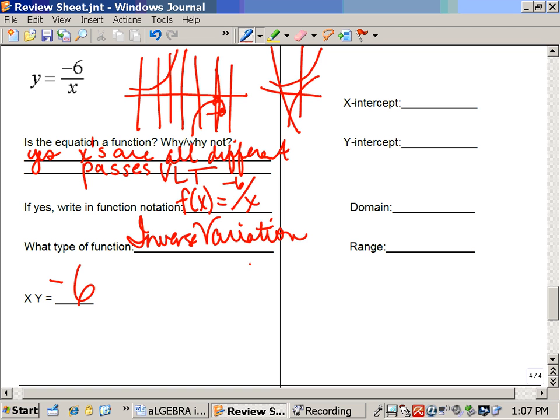Okay, what is the x-intercept? Doesn't have one. None. What's the y-intercept? Doesn't have one. Now, the domain and range, I think I'm going to graph it first and then come back and do the domain and range, because I'm not sure what it is until I see the graph.